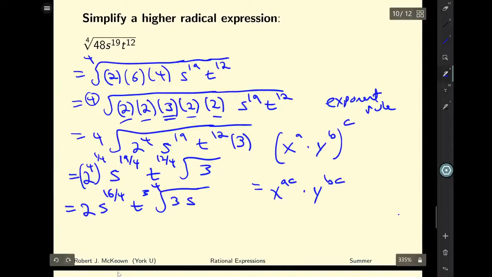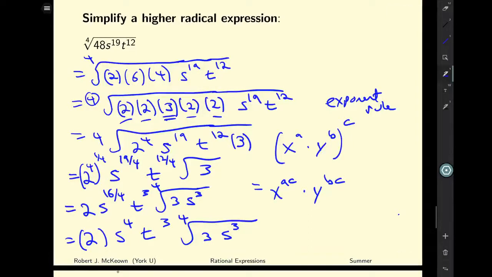I can put it back into the 4th root like so. And then rewriting this kind of ugly thing, I've got 2 s to the power of 4 t to the power of 3 times the 4th root of 3 times s cubed.